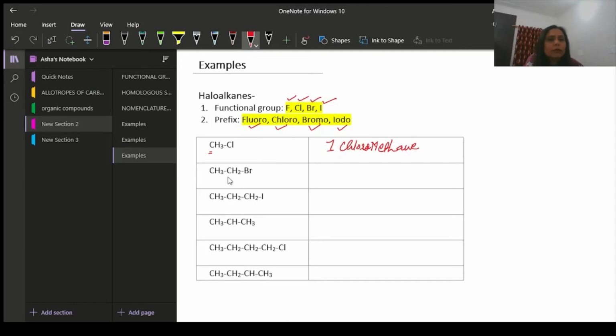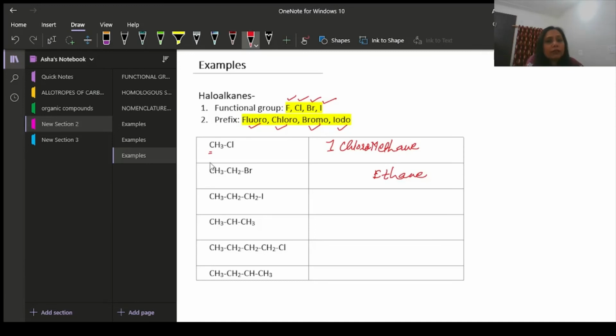Now in this molecule you are seeing that there are 2 carbons, so eth. Now there is a single bond, so obviously it is ethane. Now this bromine is attached to which carbon, you will have to write that.